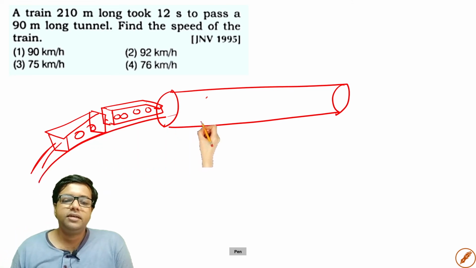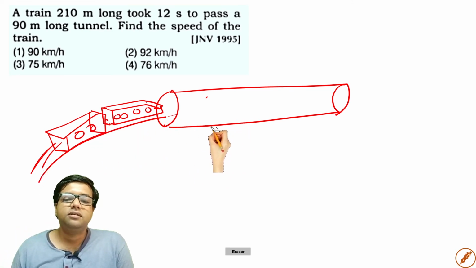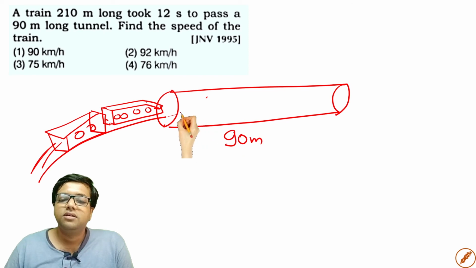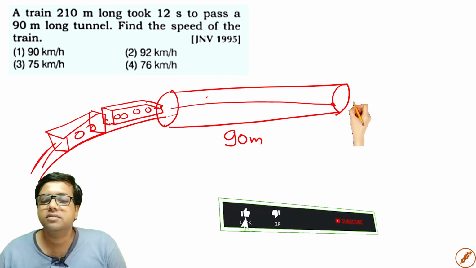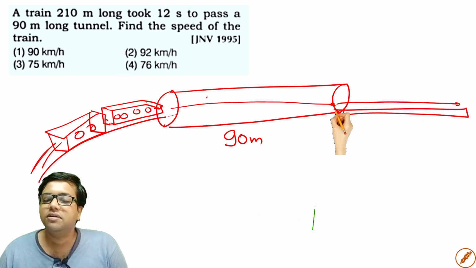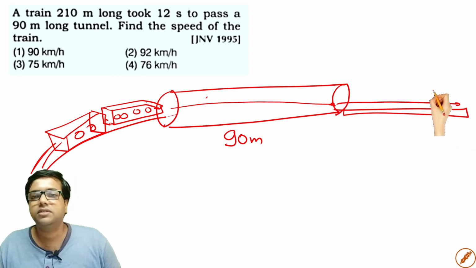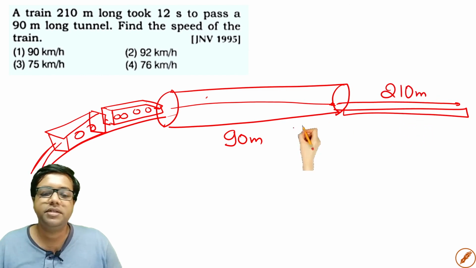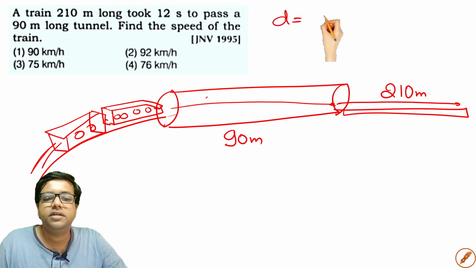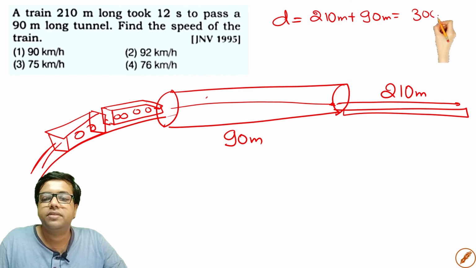So what will be the distance traveled by the train? One is the distance of the tunnel, which is 90 meters. So once it comes up to here, it has traveled 90 meters. In order to go completely out of the tunnel, it has to travel the length of the train itself, which is 210 meters here. So the distance traveled by the train will be 210 meters plus 90 meters, which is equal to 300 meters.